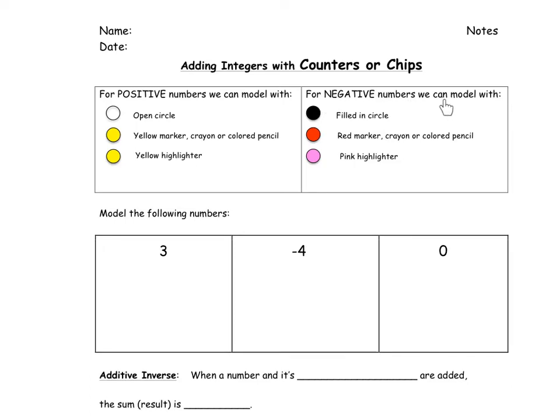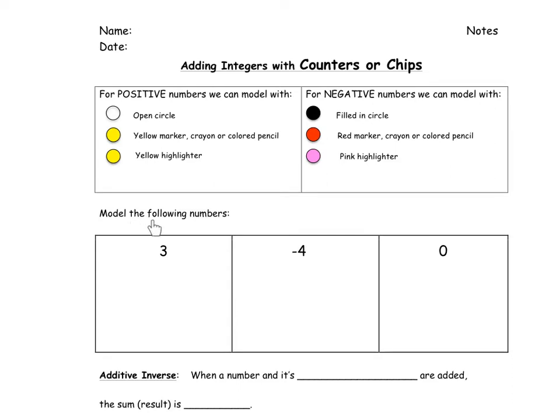For negative numbers, we can model with a filled in circle. So if you have a pencil, we can use a filled in circle for negatives and an open circle for positives. Or again, if you have access to crayons or markers or colored pencils, we're going to use red to model negative numbers. And again, we could also use a pink highlighter, which is what we're going to do later on when we talk about our third method.